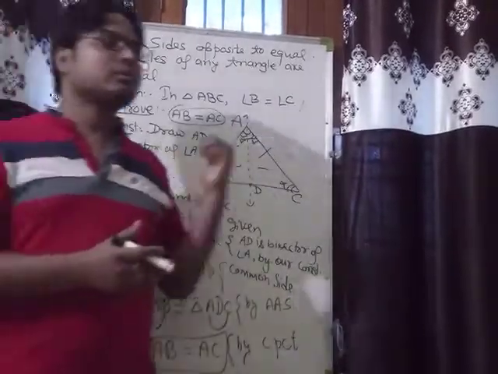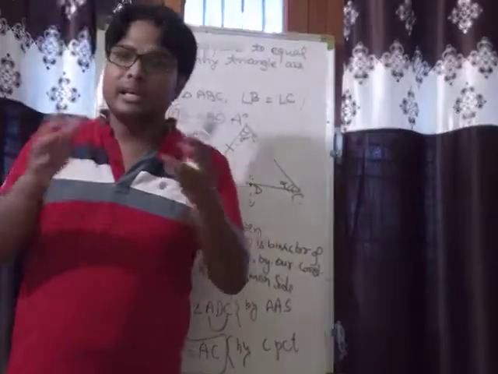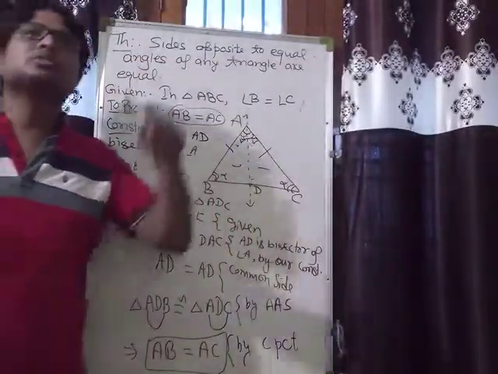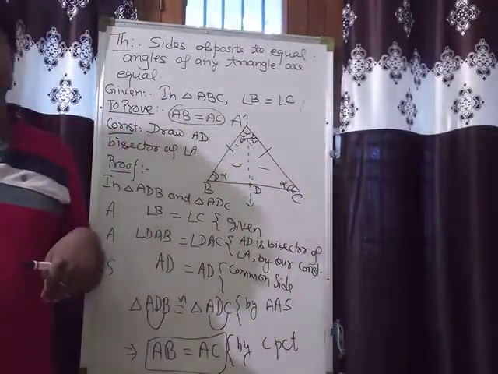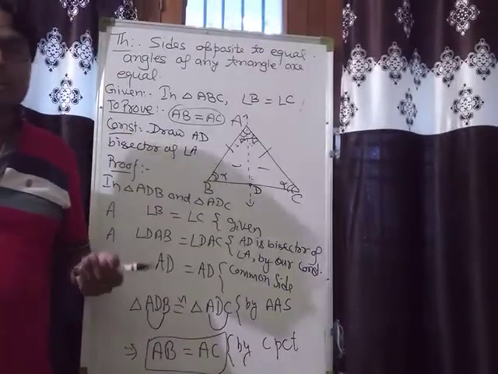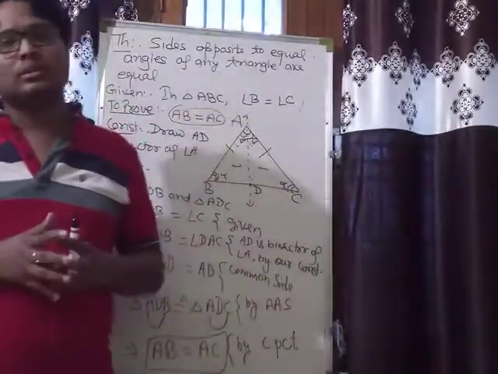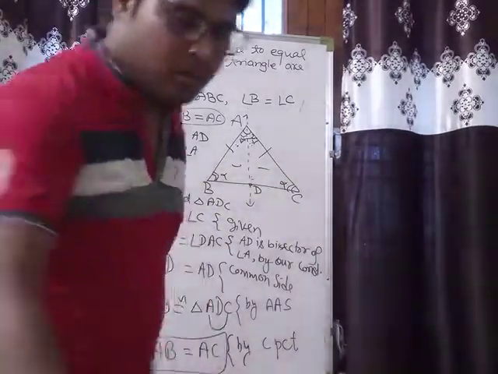Clearly in this triangle the two sides are equal, means this triangle will become isosceles. Okay, so that is also a very important theorem. In any isosceles triangle, angles opposite to the equal sides are equal, and in any triangle in which two angles are equal, their opposite sides will be also equal.